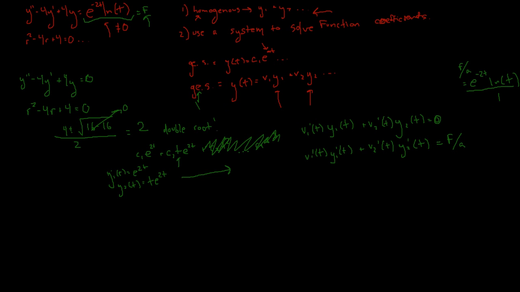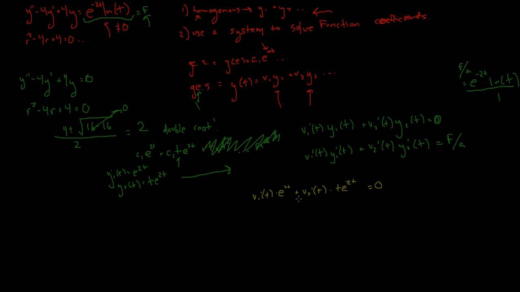Okay, so if we plug things in, we get v1 prime of t, that's unchanged, times y1 of t, which is e to the 2t, plus v2 prime of t, which hasn't changed, we're still solving for that, times y2 of t, that's our second part of the general solution for the homogeneous part. That's t times e to the 2t. It's going to equal 0.